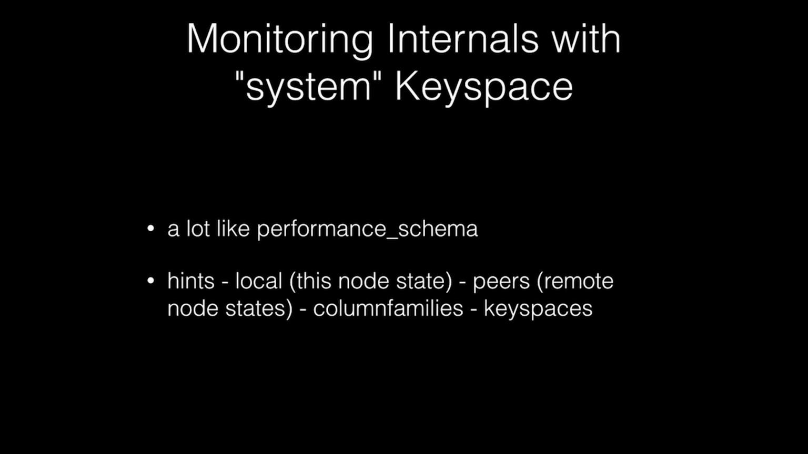But the hints that are stored for hinted handoffs are inside there. There's a local column family which stores this particular node's state, and also a peers one which stores all of its remote states. And then all of your column families that you define on top of your data and all of your key spaces are all defined inside the system Keyspace. And I'm not sure if I'm over time or not, but that's all I've got for now.